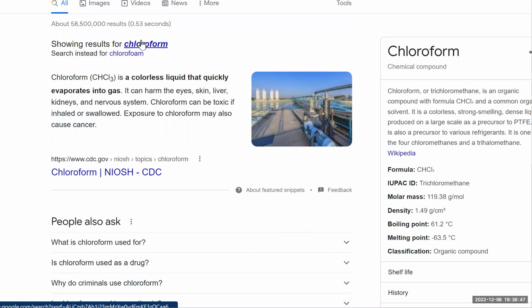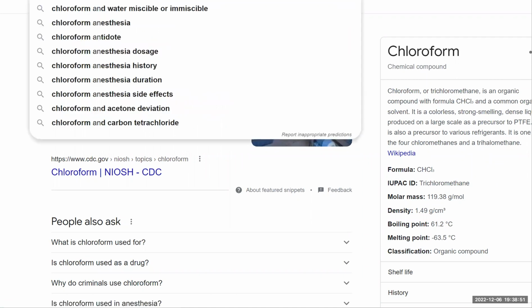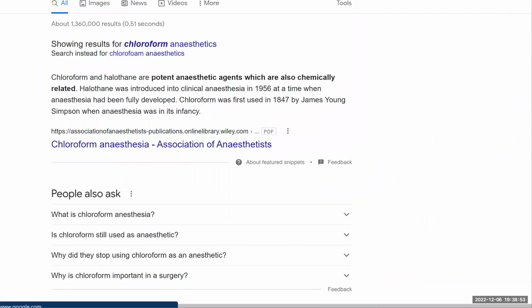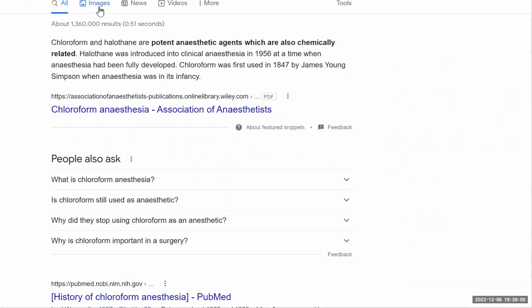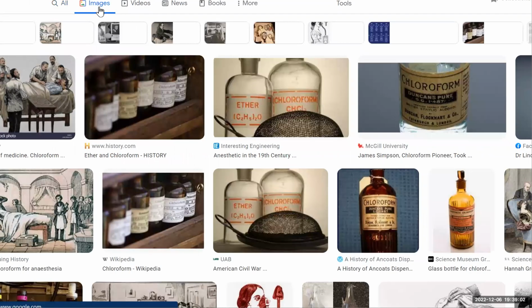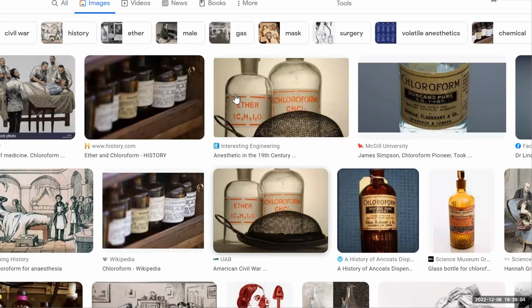अच्छी तो वैसे poisonous कह रहा है. Just a second. Chloroform. I just wanted to figure out what the structure, what is the chemical formula of chloroform.